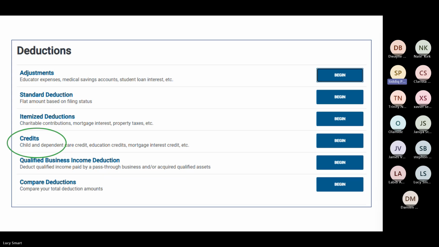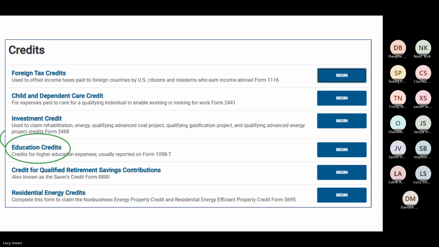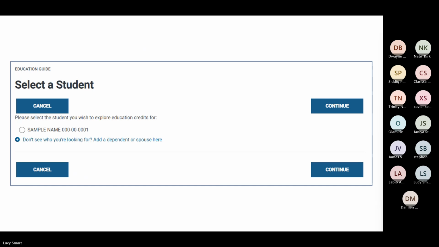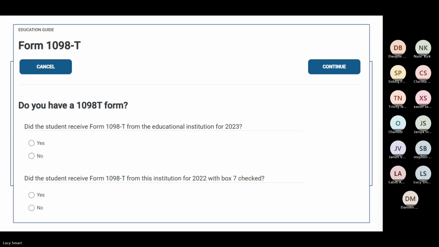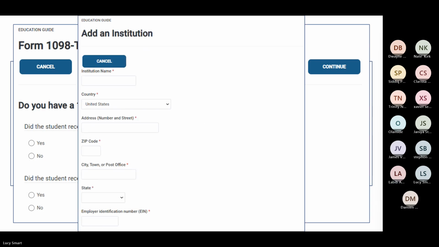So back to TaxSlayer. In the federal section, you can find the deductions menu and choose credits, and then select education credits. Here you first click the student, and then you'll answer the questions about the 1098-T, which is, did the student receive a 1098-T form from an educational institution from 2023? And did the student receive a Form 1098-T from this institution from 2022 with box 7 checked? Then you'll add information about the institution that they attended. This should be on the 1098-T.